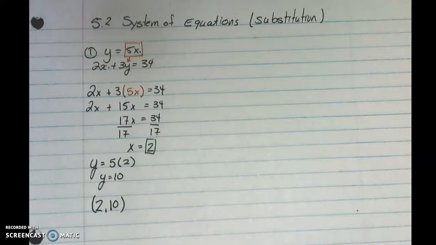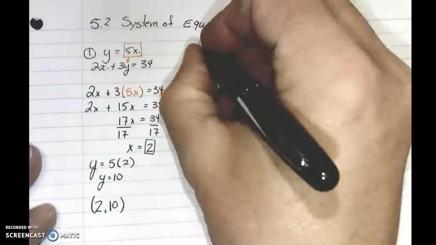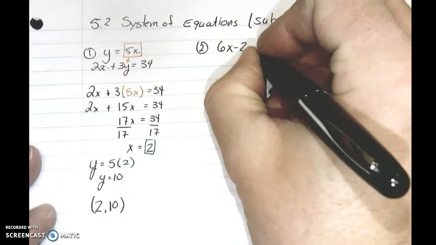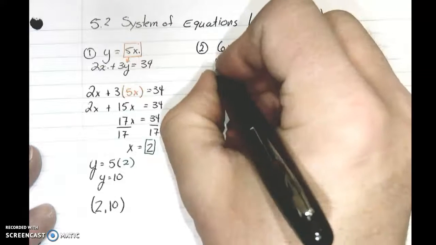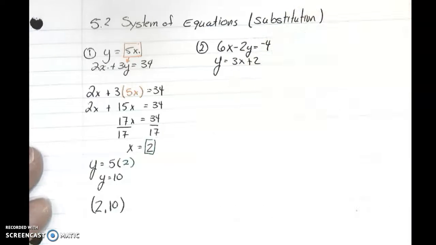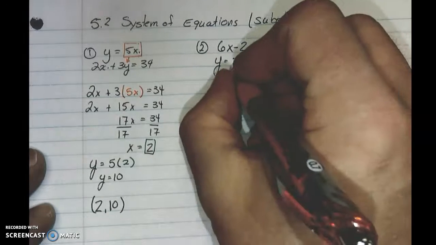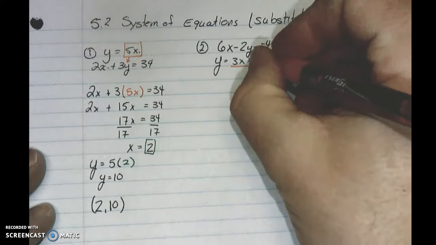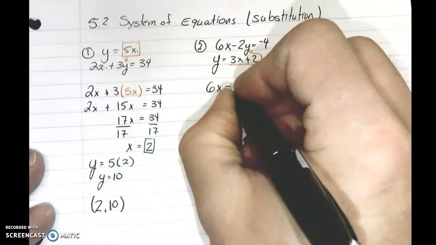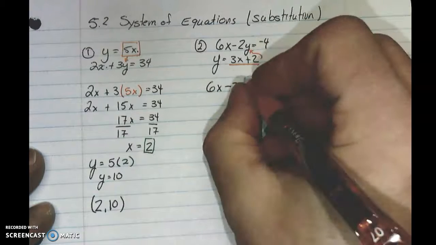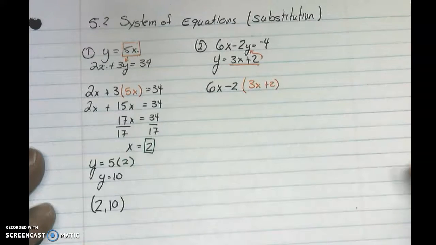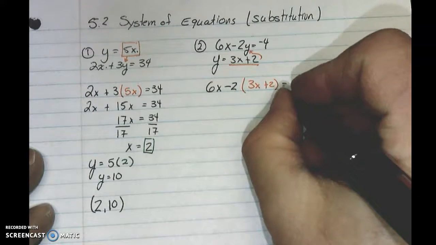Okay? So they do get a little bit more complicated. So we can have our second example, which is going to be 6x minus 2y is equal to negative 4. And then we'll have y is equal to 3x plus 2. All right? So again, I'm going to take that y and substitute it in for that one. Okay, so I'm going to have 6x minus 2, and I got to make sure I get the signs right, so I'm going to have 3x plus 2 is equal to negative 4.